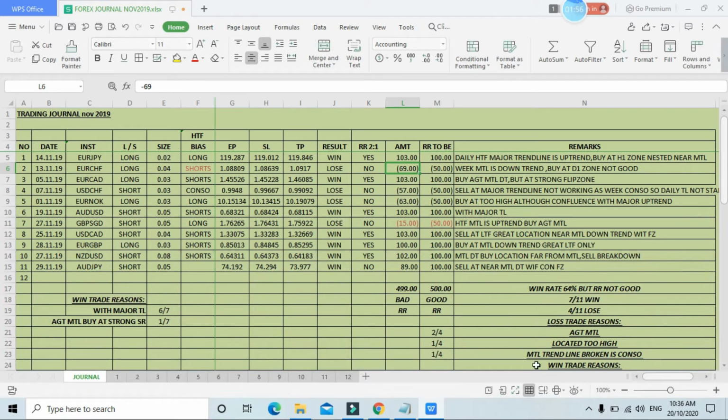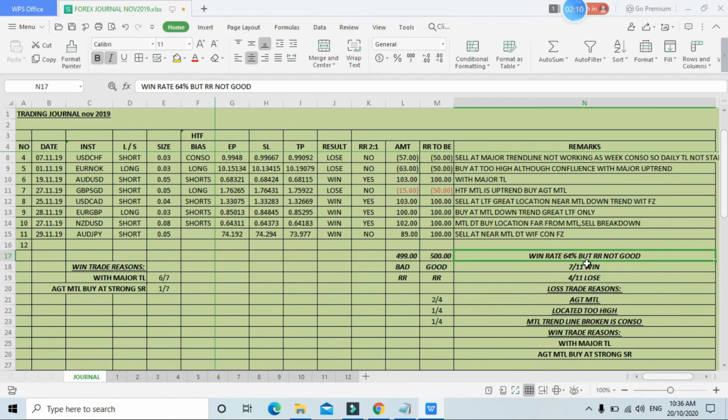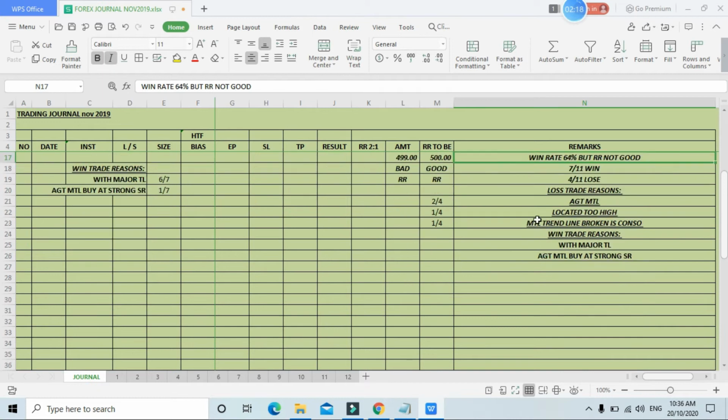So this is the remarks. The remarks are the reasons why I win and the reasons why I lost. The reason of my mistake, what mistake I have done, and what I have done very good. So this is my win rate of 64%, but I'm thinking that my risk reward is not that good because you can see that sometimes I risk higher. So that is the risk reward, not that good.